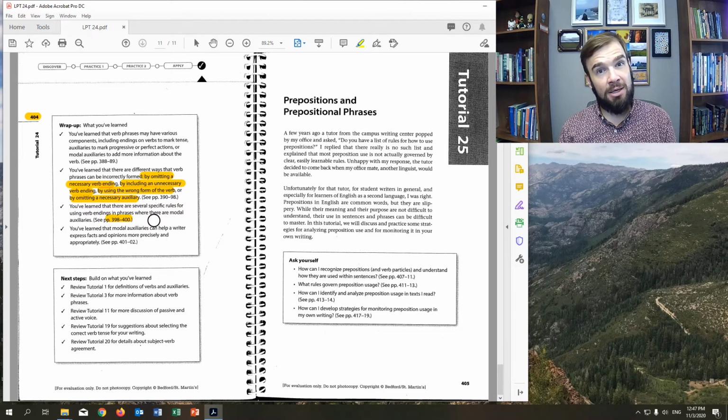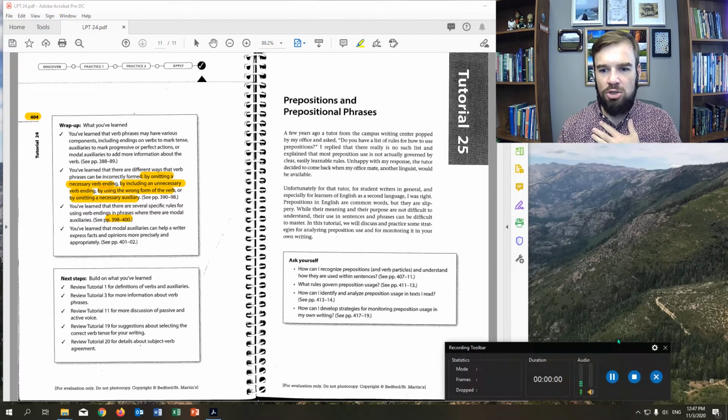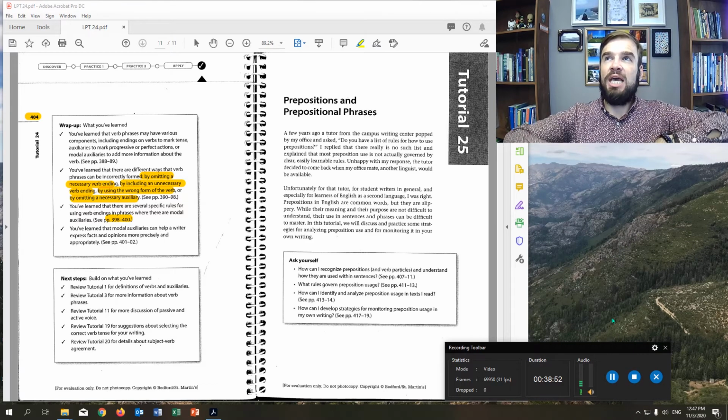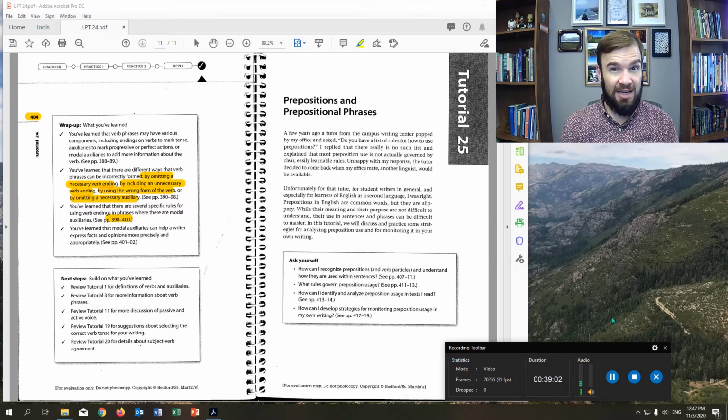I highly recommend those pages again. And you've learned that modal auxiliaries can help a writer express facts and opinions more precisely and appropriately. Yeah, I know that this has been a longer tutorial, so I won't talk too much here at the end. But I just want to say, I think that this is one of the most important tutorials in this whole book. It's not my dream that you understand every single rule here perfectly at the end of this chapter, because this is basically Professor Ferris trying to explain every rule for verb phrases in English in one chapter.